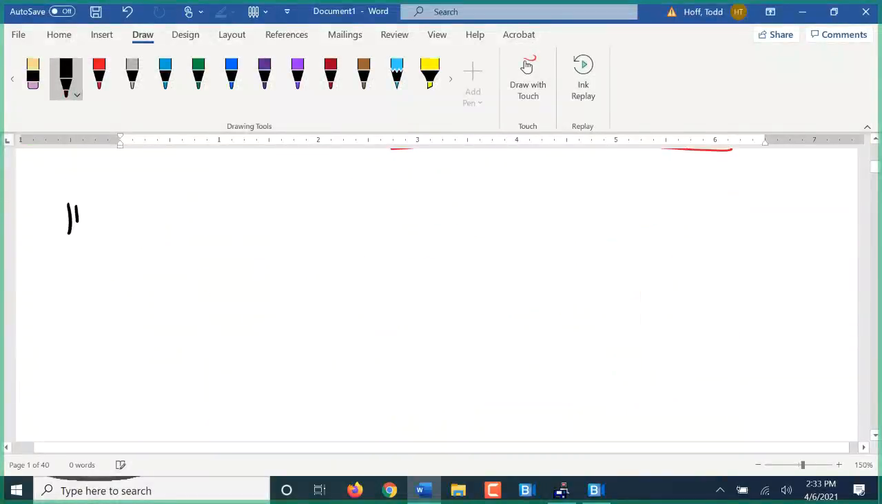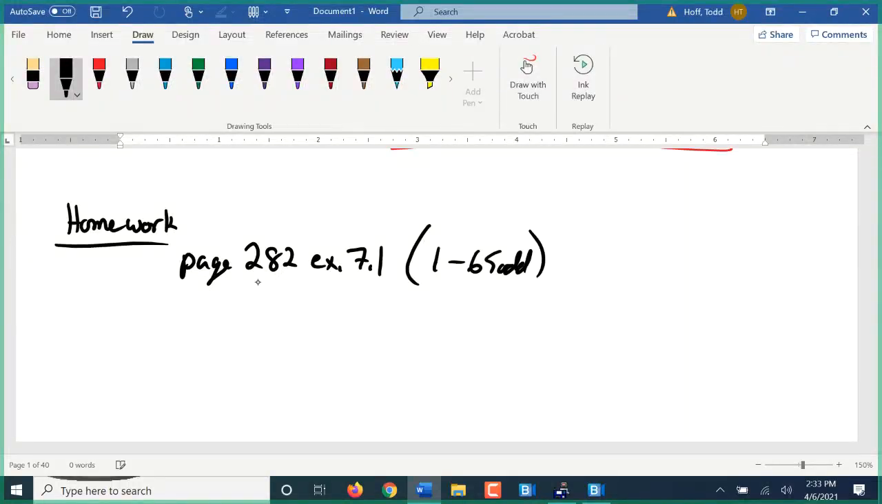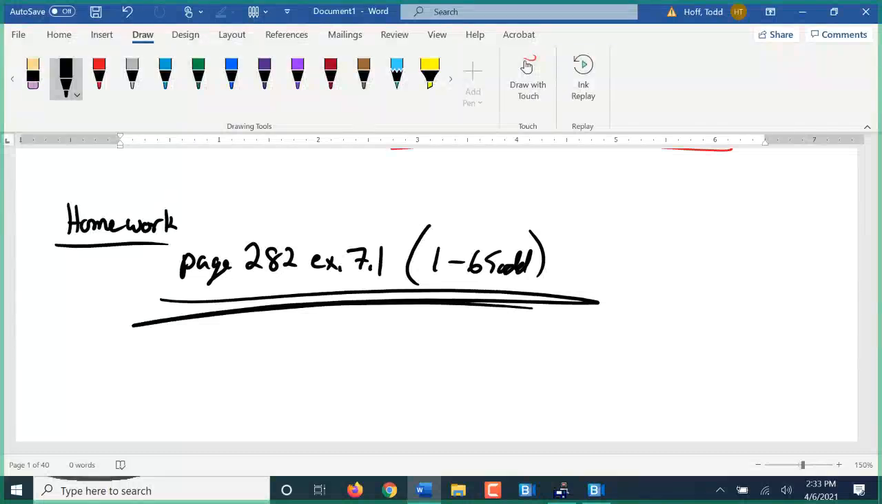Okay, so your homework on ratios in your book, page 282. It is exercise 7.1, problems 1 through 65, the odd. Tomorrow we will continue with proportions, which will be our next step.